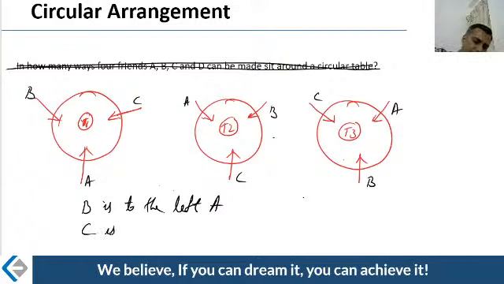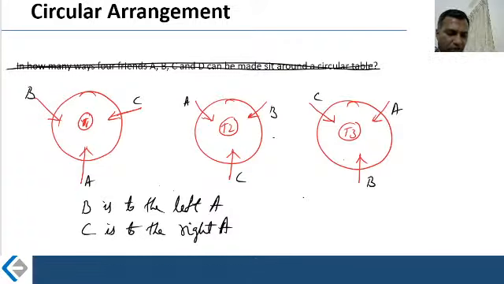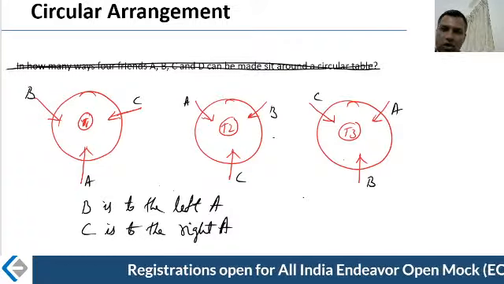Similarly, C is to the right of A. In any arrangement that you say, C is to the right of A. That's it. Therefore, what? All the arrangements are the same, because it's not changing at all. Therefore, all arrangements are the same.